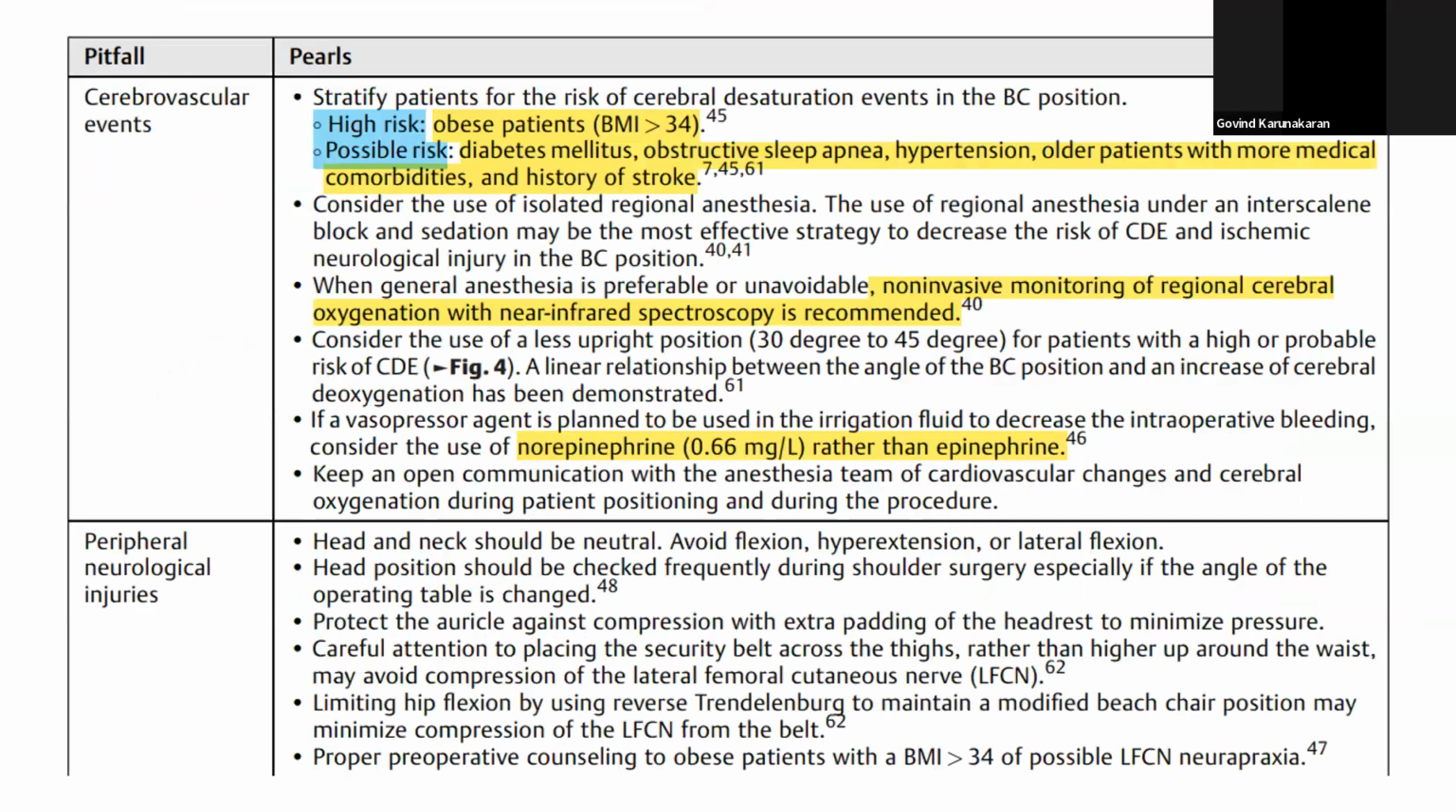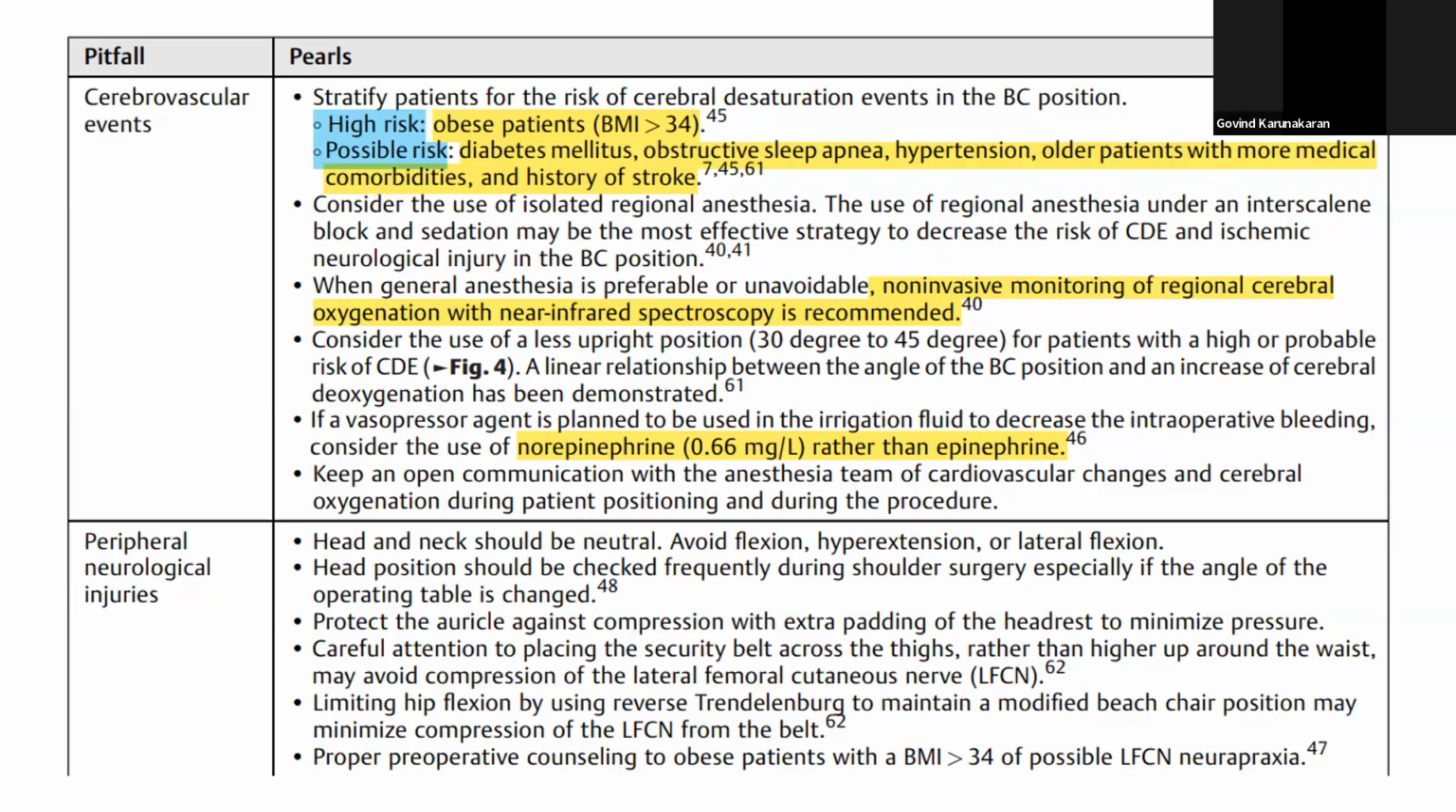And again, the pitfalls in the Beecher position, mainly to avoid the cerebrovascular events, the patient should be stratified. The risk stratification should be done in the pre-op period. High-risk patients include the extremely obese patients with BMI more than 34. Such patients are at extremely high risk for developing cerebral desaturation events. And the possible risk factors include diabetes, obstructive sleep apnea, hypertension, older patients with other comorbidities, and history of stroke.